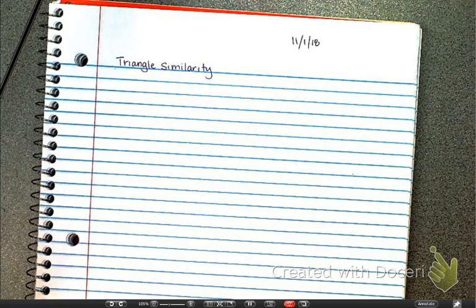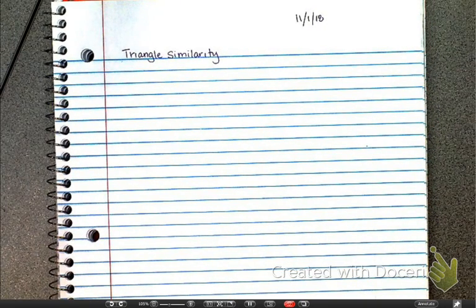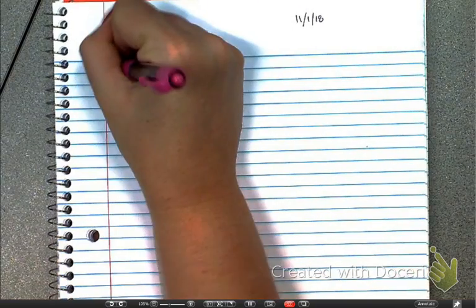What are the pieces of information that we need to prove that triangles are similar? What have we been using? What did we have to show? Scale factor, but I want to be a little bit more specific. There were two things I gave you that we had to show to prove that triangles were similar. Something about their angles and sides. What about their angles? Let's start there.